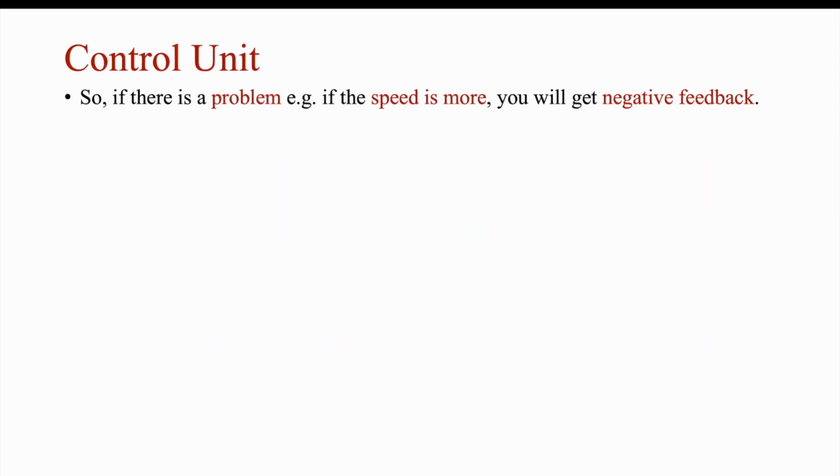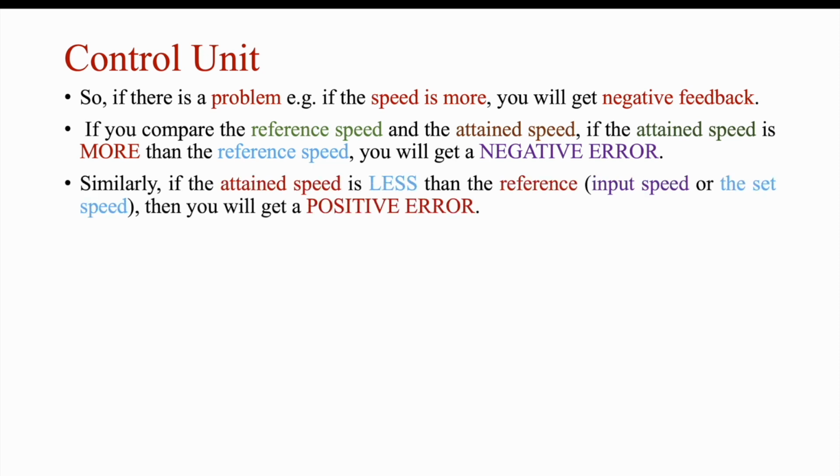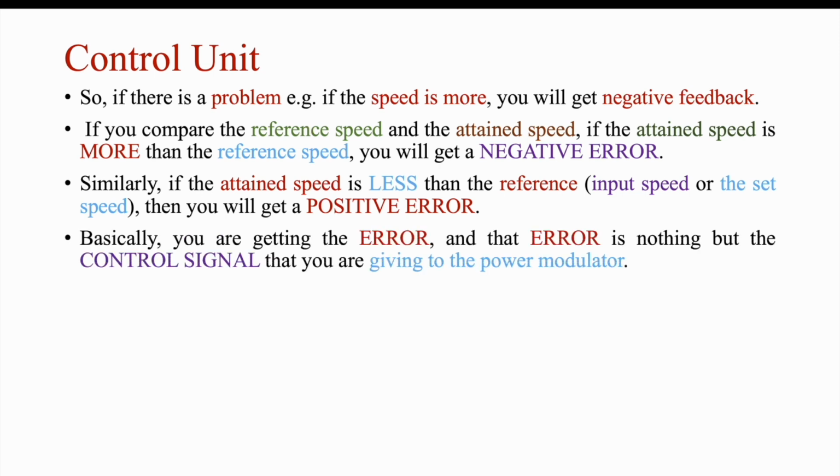Then the control unit. If there is a problem, like if the speed is more, you will get negative feedback. So if you compare the reference speed and the attained speed, and the attained speed is more than the reference speed, you will get a negative error. Similarly, if the attained speed is less than the reference, meaning the input or set speed, then you will get a positive error.